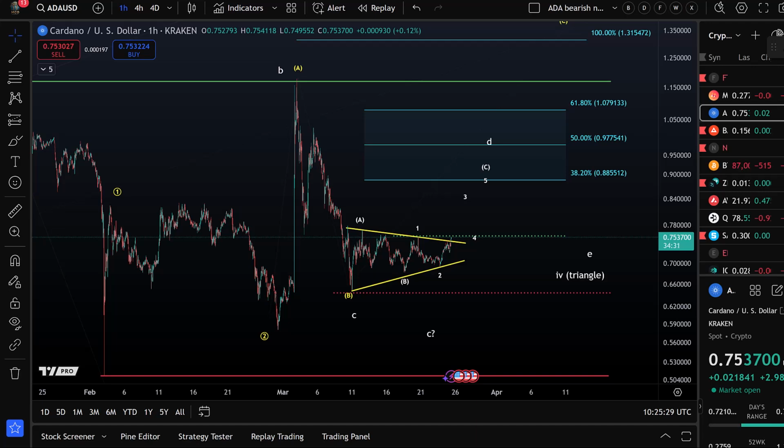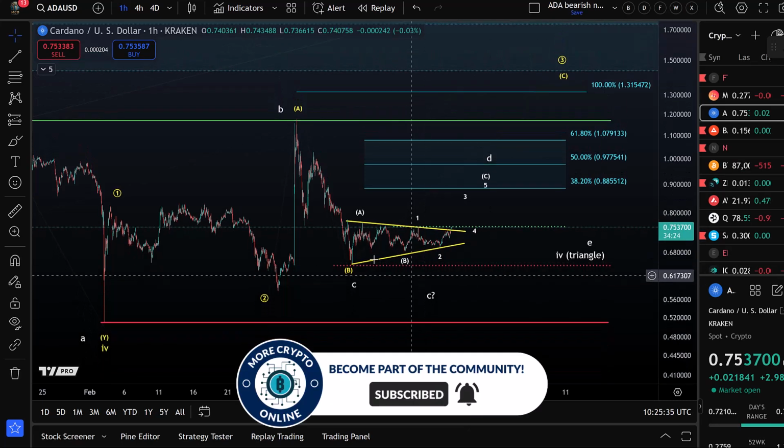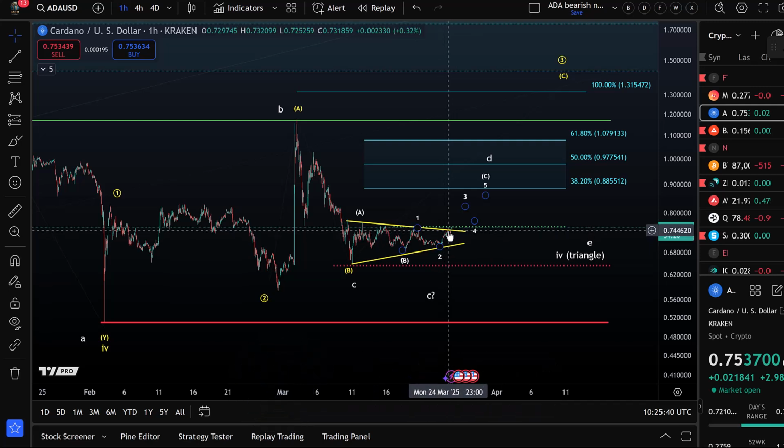Here on the ADA chart, we are currently tracking the triangle pattern still. We have a little bit of movement here on the smallest time frame. So I am going to zoom in in a minute, and we'll take a look at the micro or nano structure together.